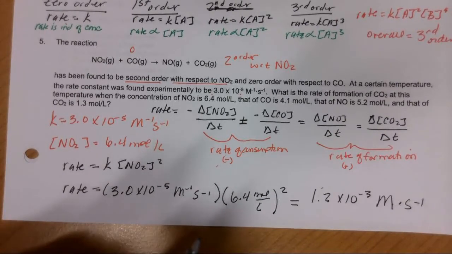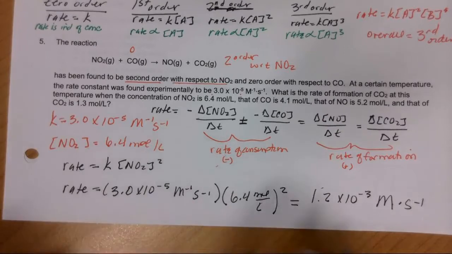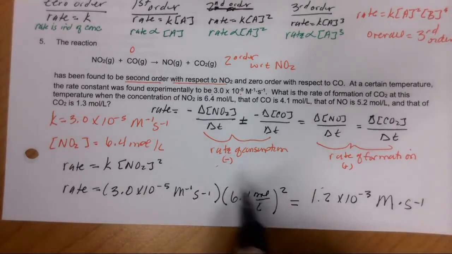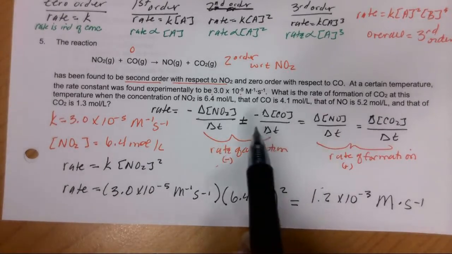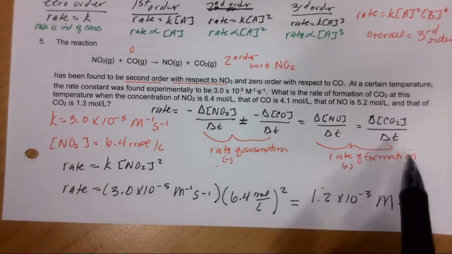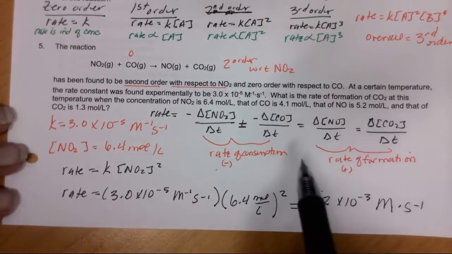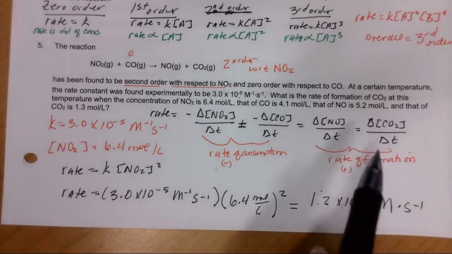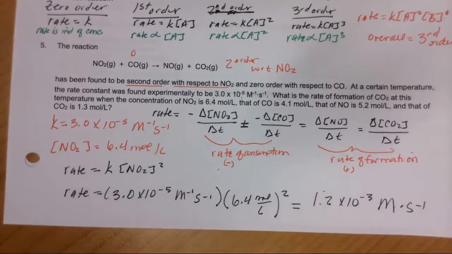And this rate right here is not just the rate of consumption of NO2, it's a 1-to-1 ratio. This is the rate for the consumption and formation for every single one of these. They all disappear and they all form at the same rate, because they're 1-to-1 ratio.